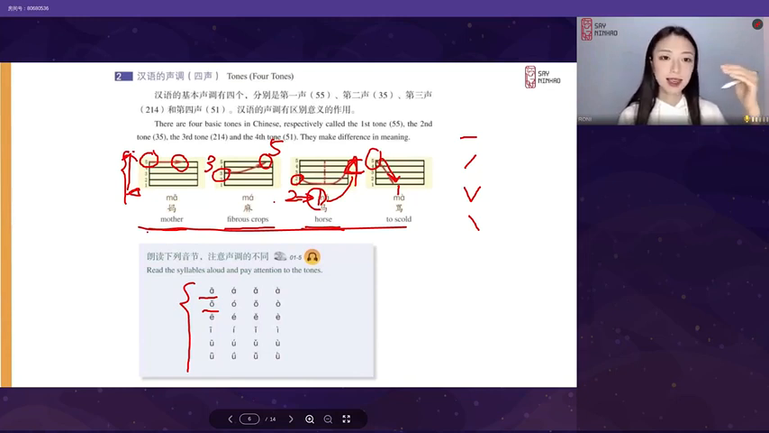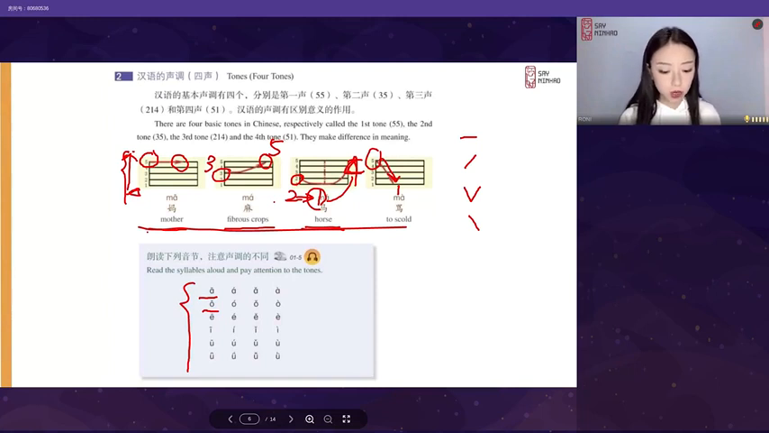E. Next, e. Second tone, e. Third tone, e. Fourth tone, e. Next one is u.